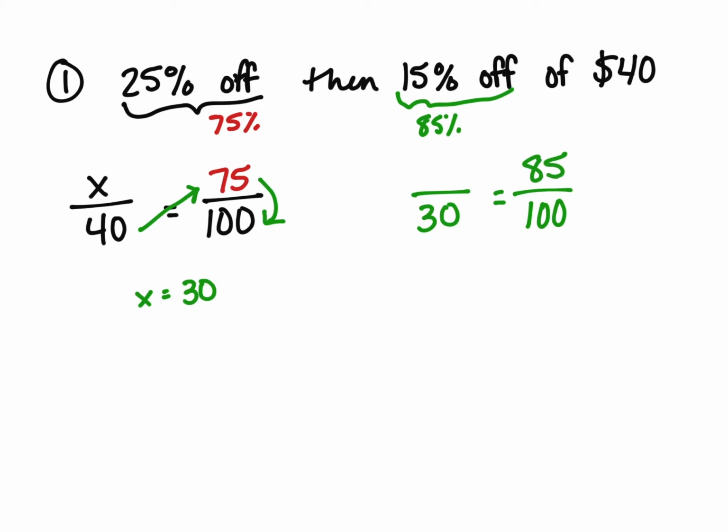We want to use a different variable here just so that way we're not confusing the amount after the first discount with the final price. So cross multiply, then divide. And the final amount, after you multiply 30 and 85 together and divide it by 100, should come out to $25.50.